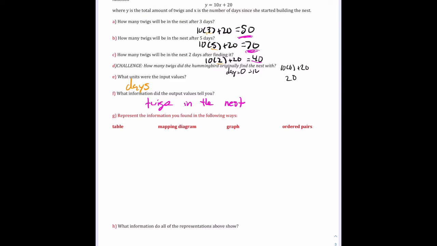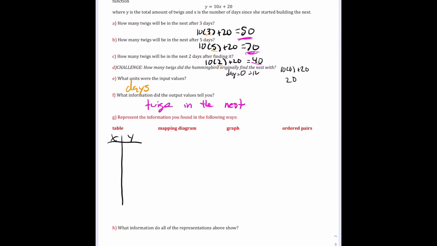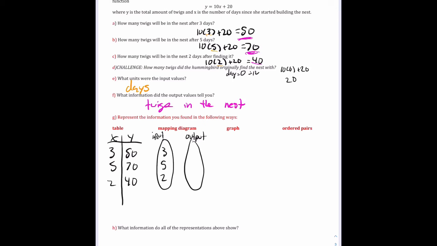So what I want you guys to do now is, you should have represented this information in a table, mapping diagram, graph, and ordered pair. So table, x, y, we got 3, 5, 2 and 50, 70, 40. Mapping diagram should look something like this. You got input values, which are your x. Output values, you should get 50, 70, 40. Just another way you might see it.